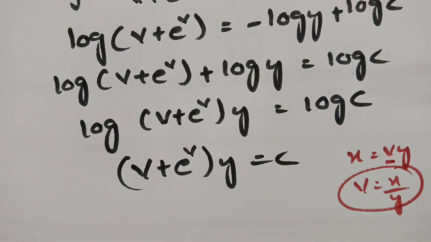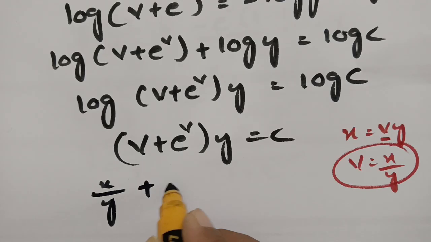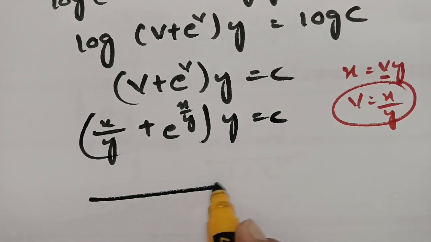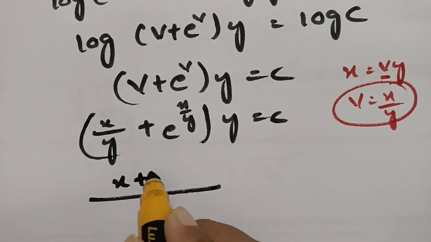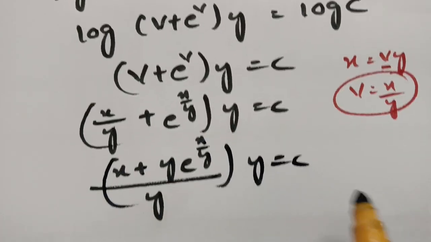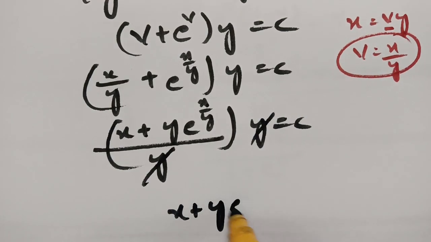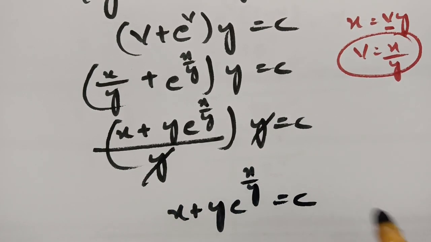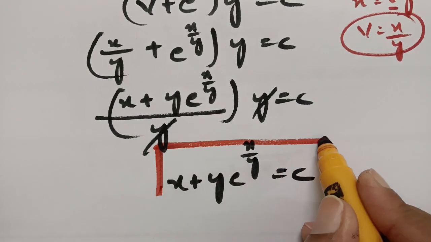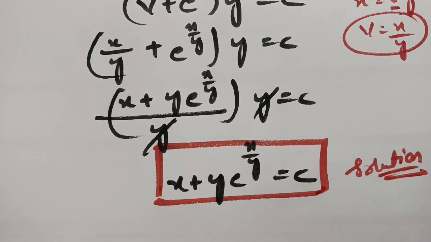In place of v, I am going to substitute x by y plus e power x by y, into y is equal to c. If I take y as LCM, this will be x plus y times e power x by y, into y is equal to c. Now if I cancel this y on both sides, that is x plus y into e power x by y is equal to c. So this is the final solution for the given homogeneous differential equation.